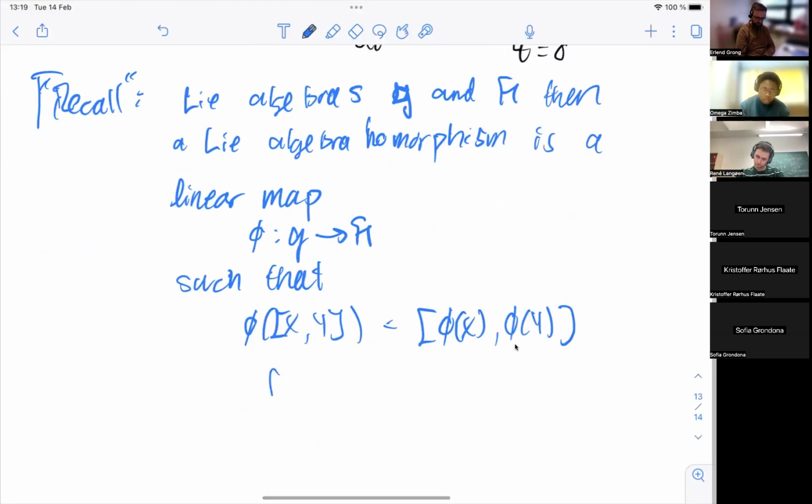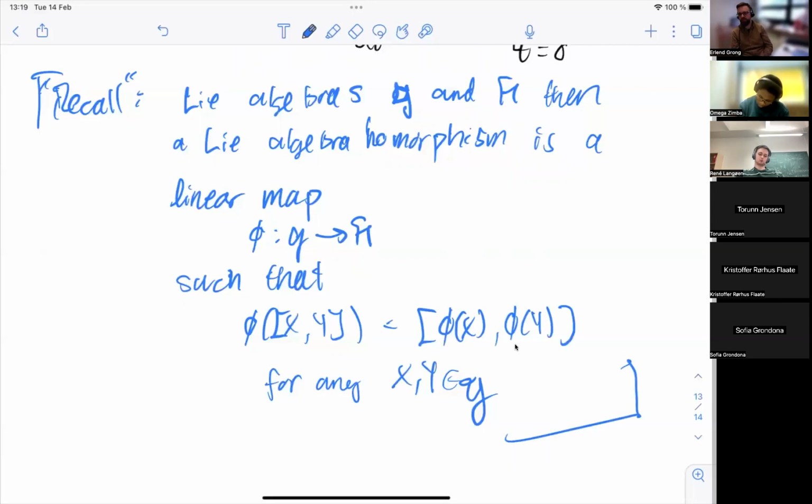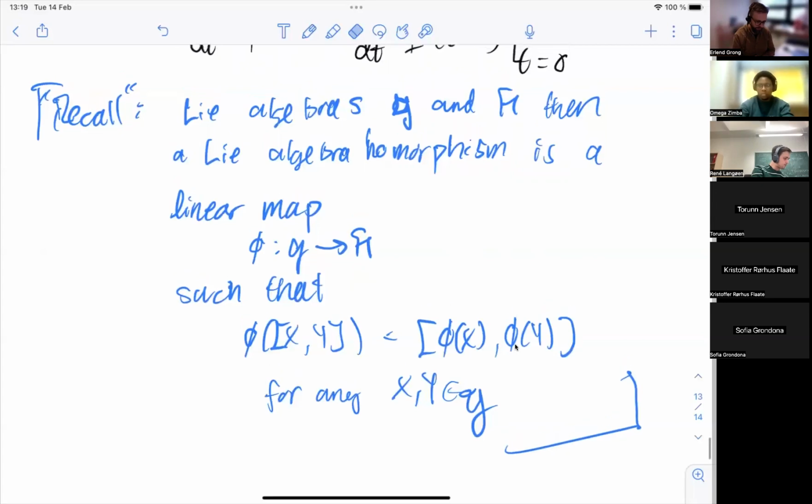So for any X, Y in g. In other words, a Lie algebra homomorphism, as you expect, preserves the things that are included in the definition of a Lie algebra. And what is in the definition of a Lie algebra? Well, it's a linear structure, right? So it needs to be a linear map to preserve the linear structure, and then it needs to preserve the Lie brackets in the following way. So that is what a Lie algebra homomorphism is.